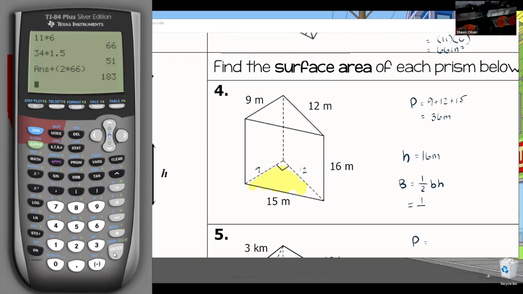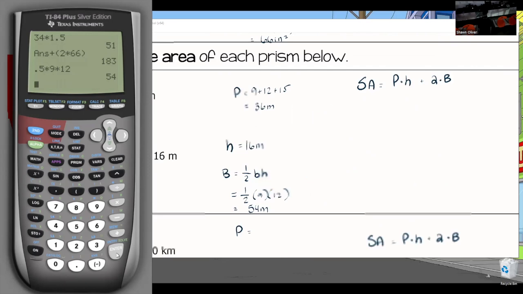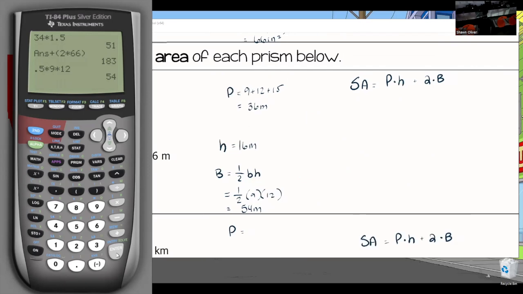Okay, and then 1/2 our base, which is 9, times our height, which is 12. So 0.5 times 9 times 12, 54. And this is why I like to use that surface area formula, because it doesn't change, right? We're not learning something new every single time.